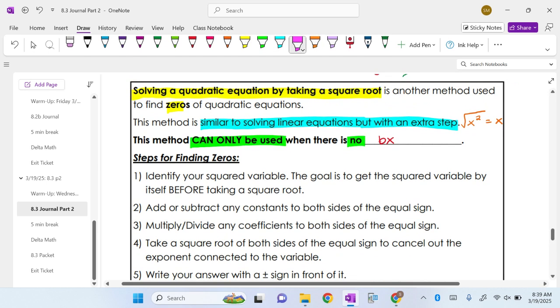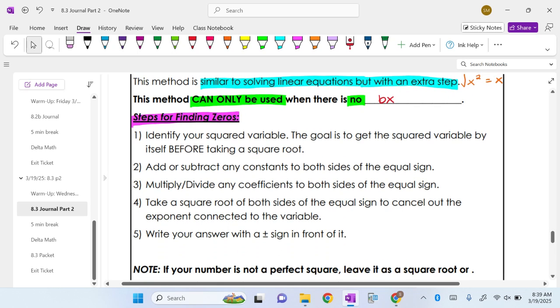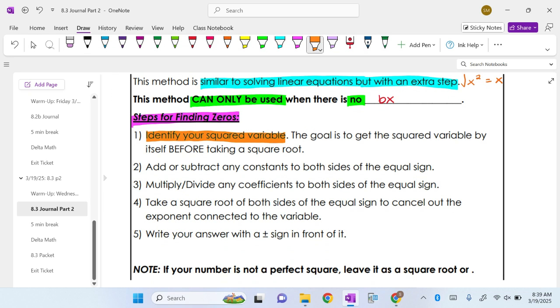Now, your steps for finding these zeros. The very first thing is you need to identify your squared variable or squared set, because the goal is to get the squared variable by itself before you can take a square root. So taking a square root should be like one of the last steps. It's not always the last step, but it is one of the last steps, usually. All right. Then you just solve it like a simple equation.